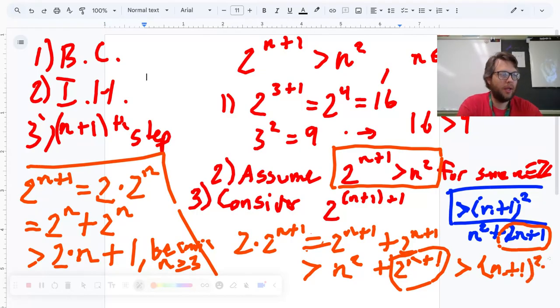Okay, so that's one example of induction. Another example of induction would be something like proving some sort of a formula using a sum. So let me look at this here.